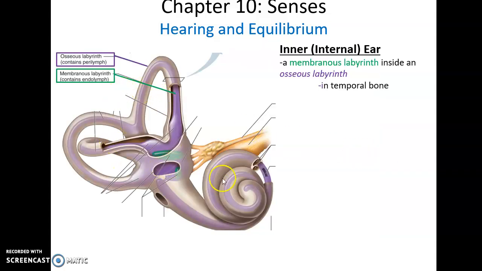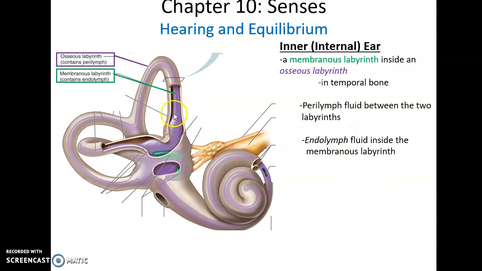All right, the inner ear or internal ear has an inner membrane structure found inside of an outer bony structure. The inner membrane structure is called the membranous labyrinth. See, it runs all the way through. And the outer bony structure is called the osseous labyrinth. And the inner ear is found inside the temporal bone.